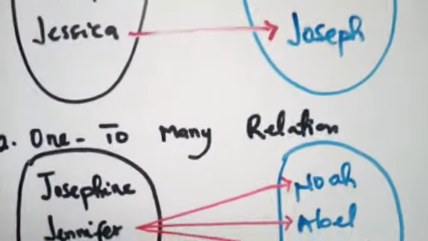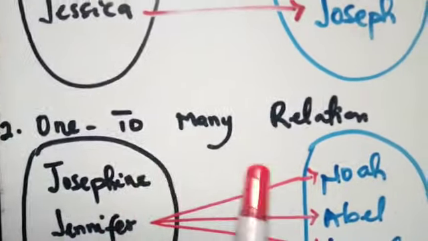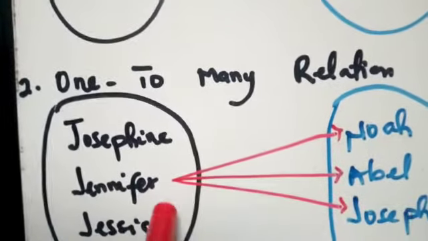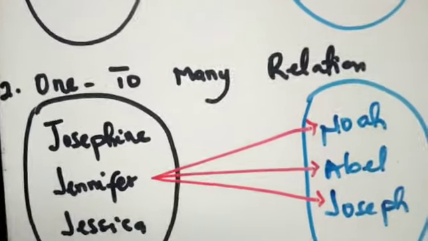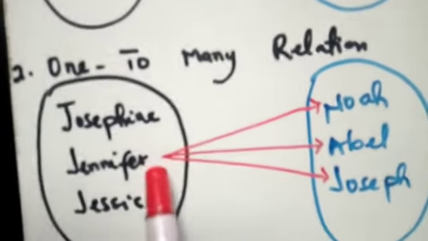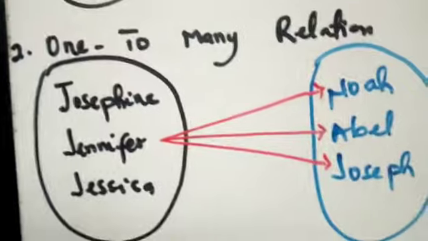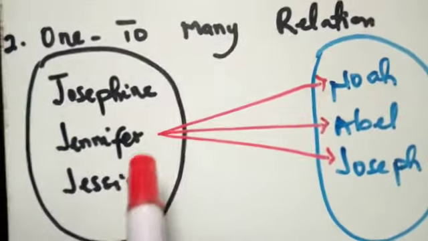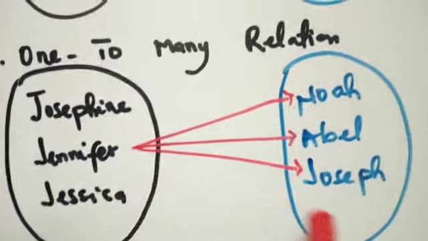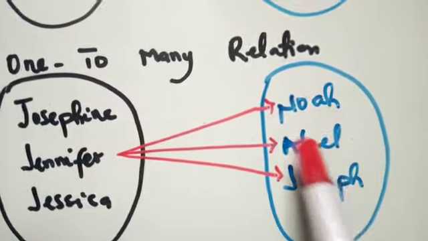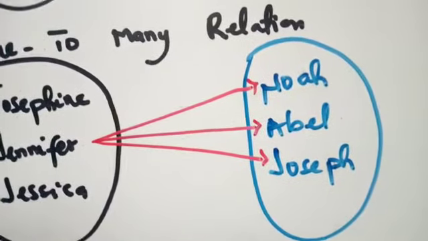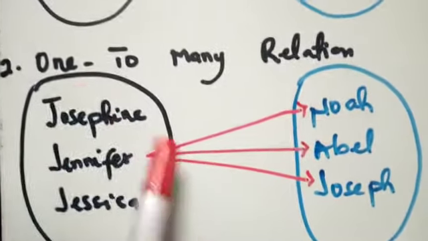Now let's look at the second type here. The second type is one-to-many. As the name suggests, each person here belongs to many partners, or one person here has so many partners over here, right? This is a very simple one whereby we can say that Jennifer has more than one partner. So maybe Jennifer belongs to Noah, Abel, as well as Joseph. This is what we call one-to-many.